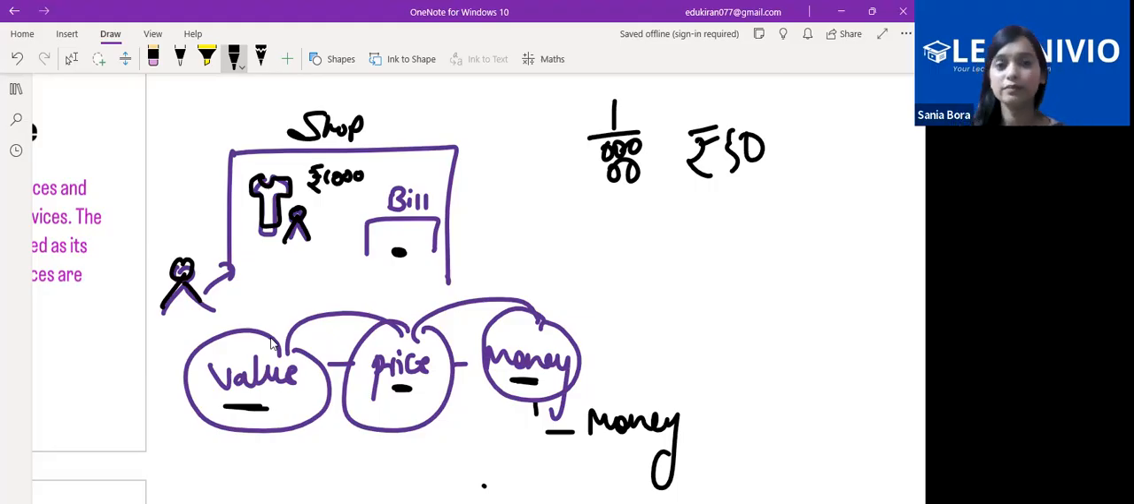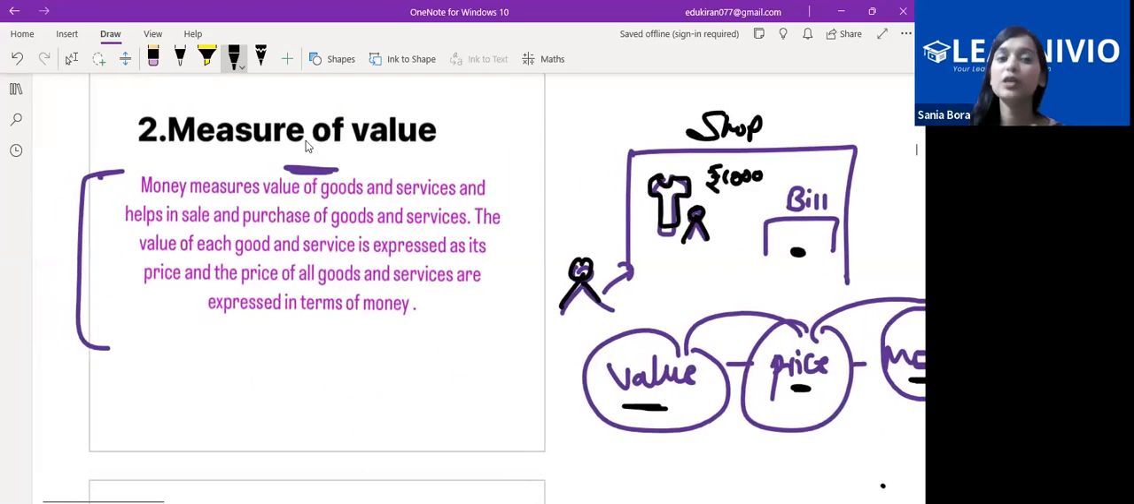Got it? Yes, ma'am. So let's understand measure of value. Money measures the value of goods and services and helps in the sale and purchase of goods and services. Is it clear till here? Yes, ma'am. Now this one is important.